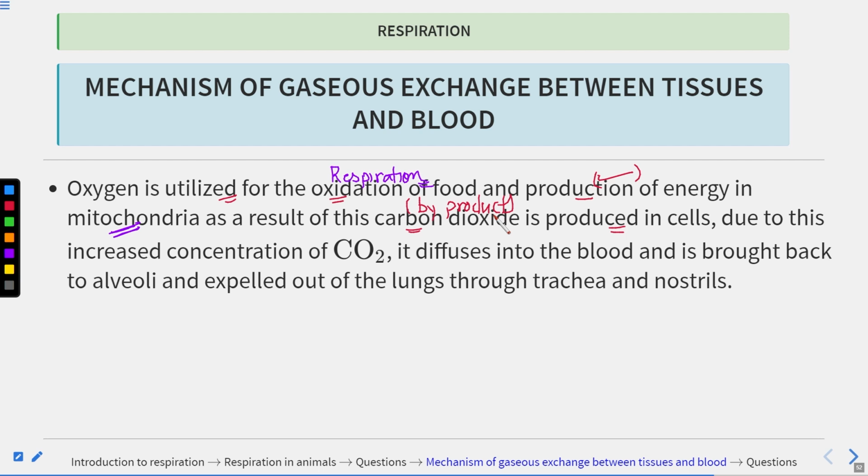So this carbon dioxide is produced in the cells. Due to its increased concentration, it diffuses into the blood and is brought back to the alveoli. By the process of diffusion, it enters the blood and is brought back to the alveoli, and it is finally expelled out of the lungs through the trachea and the nostrils. So this is how gaseous exchange takes place. This is also known as internal respiration. Clear?